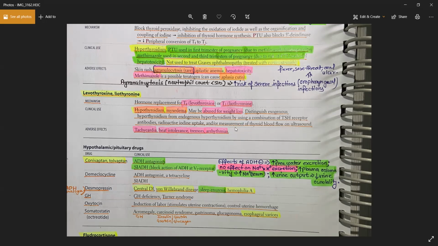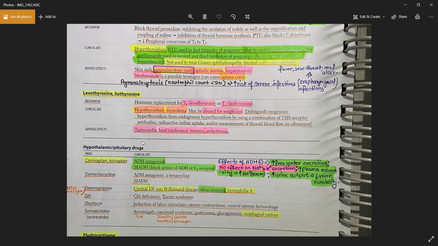Okay, very important. Then comes the side effects, or the adverse effects. Adverse effects are because of the hyperthyroidism. This is tachycardia, heat intolerance, tremors, and arrhythmias. And arrhythmias can lead to the death of the patient. So if Step 1 gives you a history of a patient who is abusing these drugs for weight loss, and they ask you what could be the complication, or what could be the reason behind the death of this patient, this would be the arrhythmias. Very important, don't forget that.